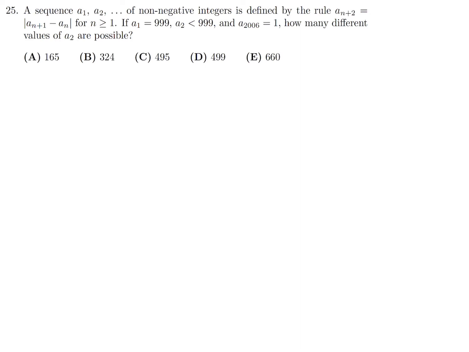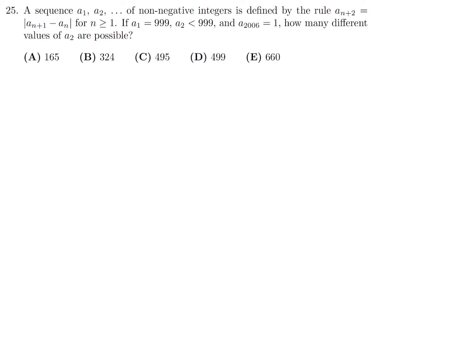A sequence a1, a2, ... of non-negative integers is defined by the rule a(n+2) equals the absolute value of a(n+1) minus a(n), for n greater than or equal to 1. If a1 equals 999 and a2 is less than 999 and a2006 is equal to 1, how many different values of a2 are possible?